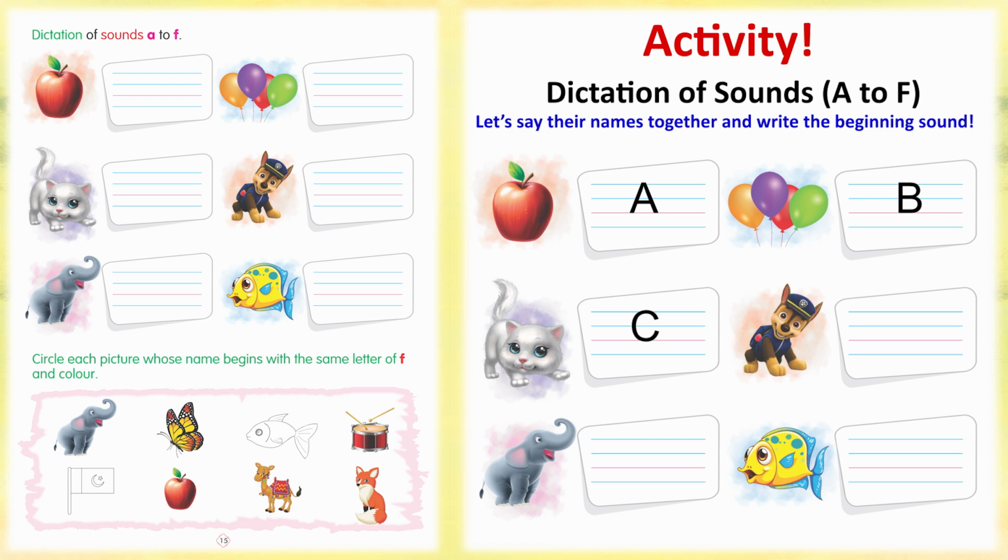4 dog. What sound do we hear at the beginning of dog? D for dog. Write D on the lines. 5 elephant. What is the first sound in elephant? E for elephant. Write E on the lines.